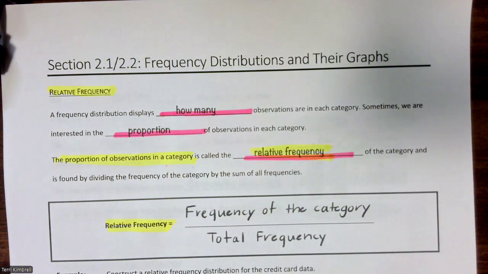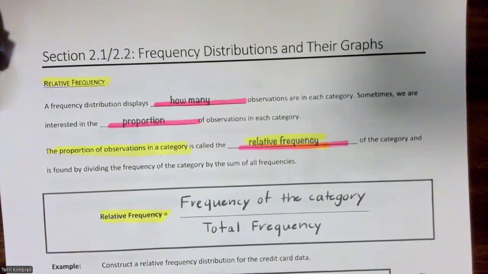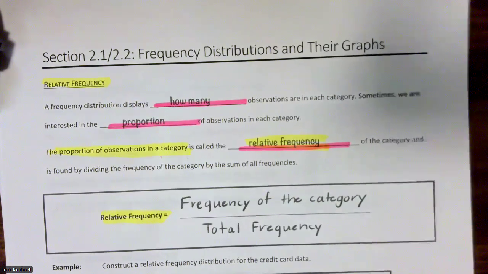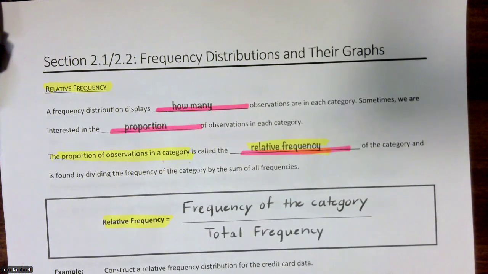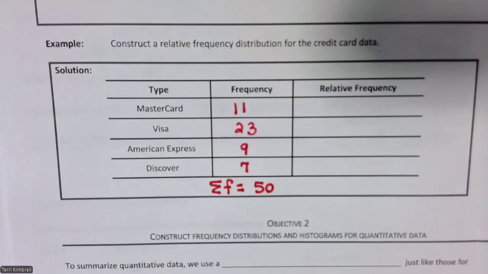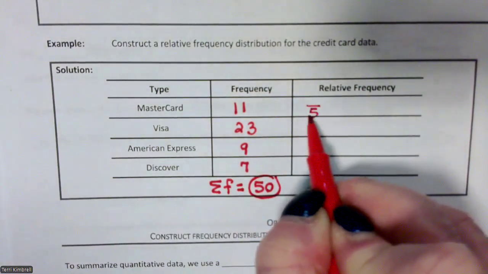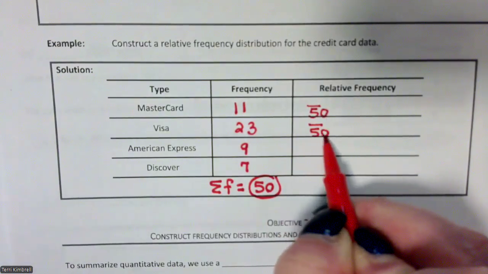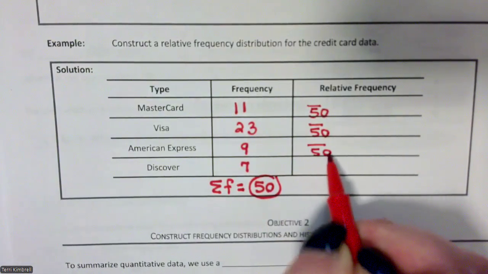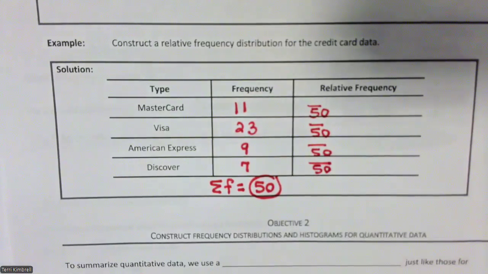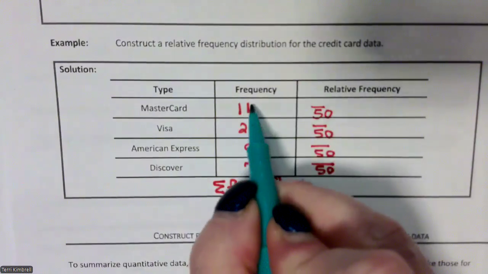Now, this is kind of like where you divide your part over your total. So you're going to take the frequency of each category and divide that by the total frequency. Okay, so we have it filled in with our cards, and it should total 50. The total is always going to be the denominator. So this is all going to be over 50. The part is going to be the frequency.